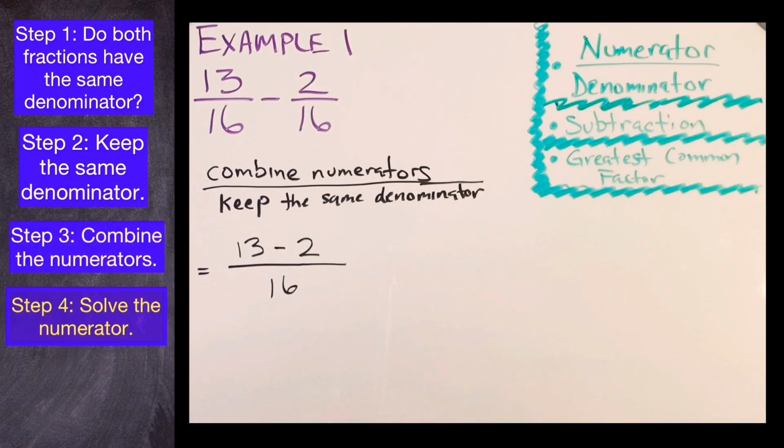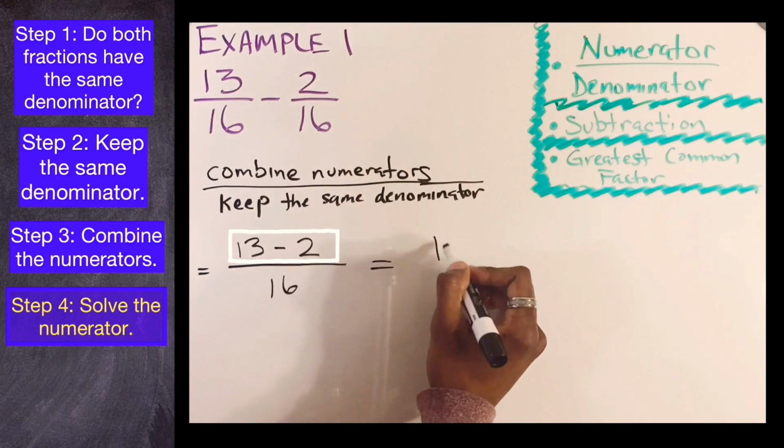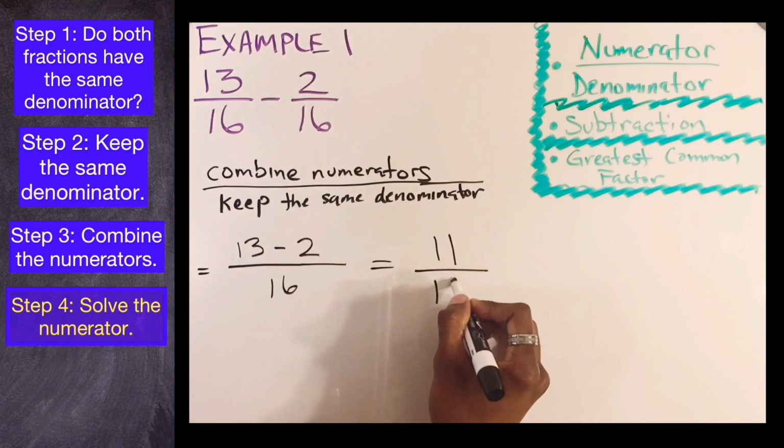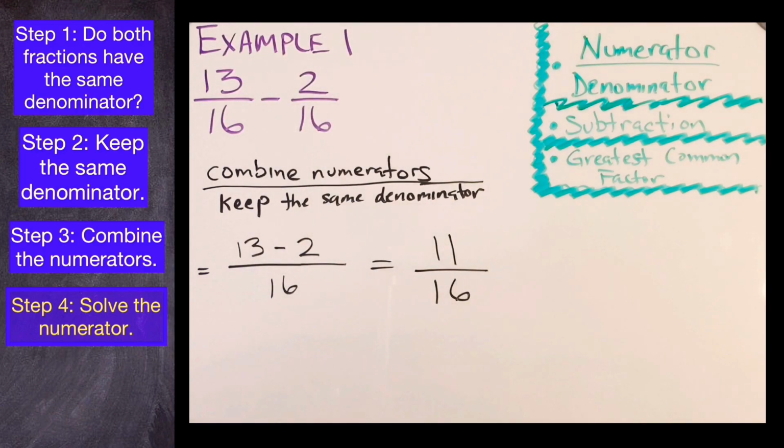Okay. So step 4, we're going to solve this numerator. I'll make an equal sign. Our numerator says 13 minus 2. And if we do 13 minus 2, we're going to come up with 11. So we have 11 here. We'll keep that 16 right there. At this point, we have a brand new fraction.